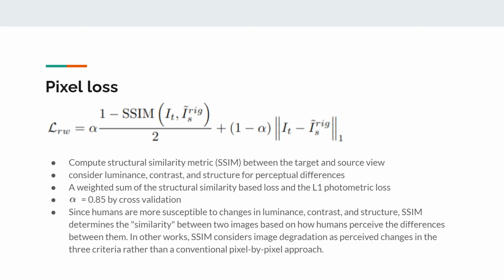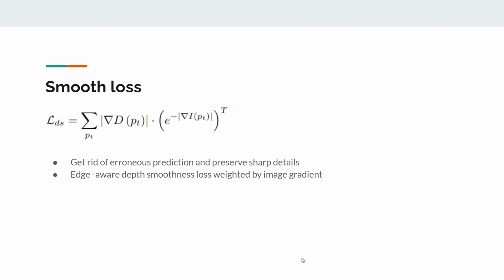So this is the formula that we use to determine the pixel loss, and we use alpha equal to 0.85 by cross-validation. There's also smooth loss. The point of using the smooth loss is to preserve image sharpness while also getting rid of random jitters in the image due to errors in prediction. It's also edge aware, and it's weighted by the image gradient. So we end up getting a sharp yet smoothened image at the end.